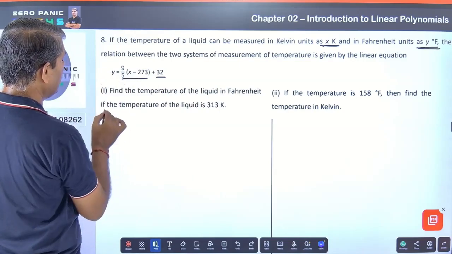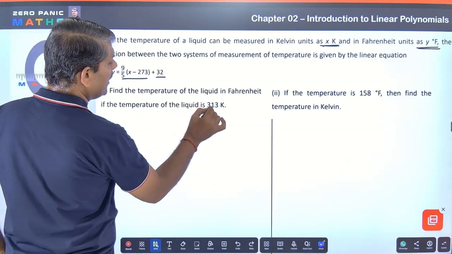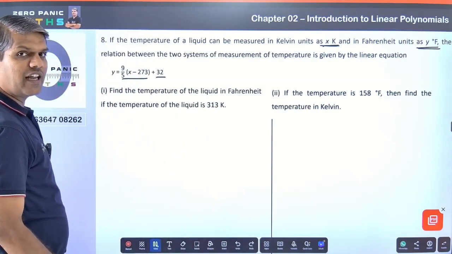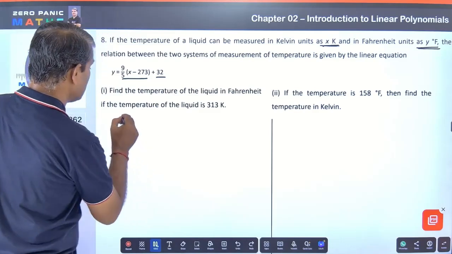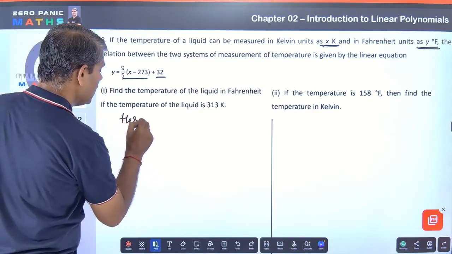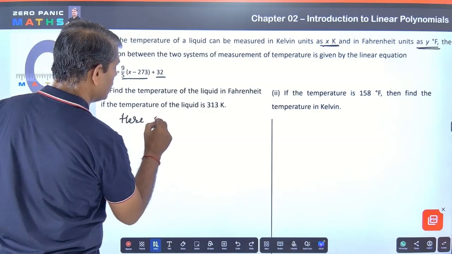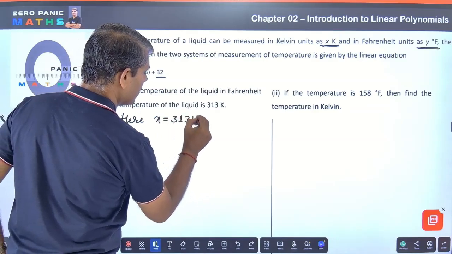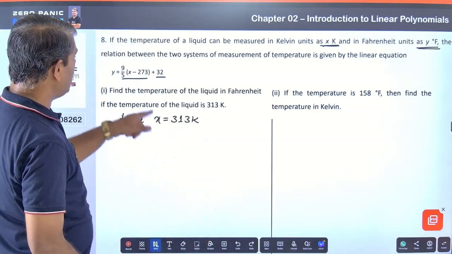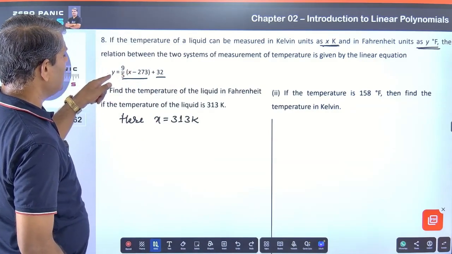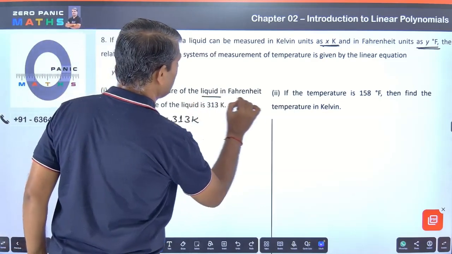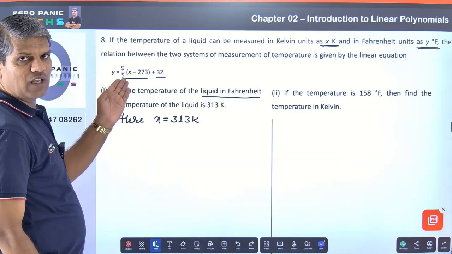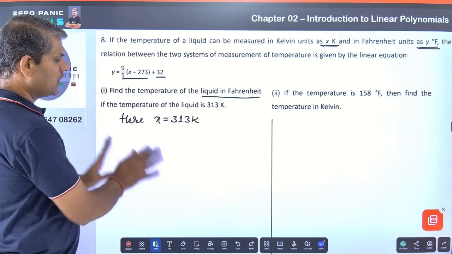It is a degree Fahrenheit. If the temperature of the liquid is given as 313 Kelvin, here it is given as the x value. Okay, x value is 313 Kelvin. You need to just put the value of x into this formula, and the temperature of the liquid in degree Fahrenheit you will get easily by this formula. Understood this? That is what the problem number 1.